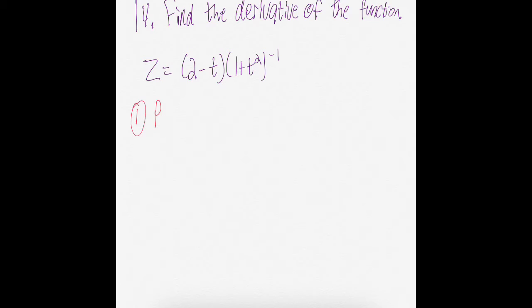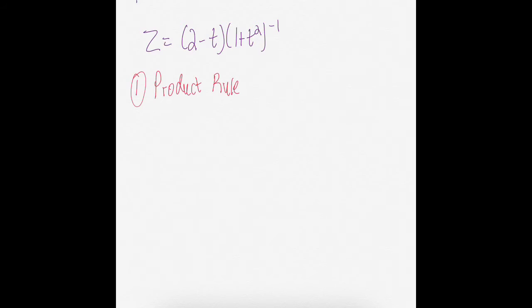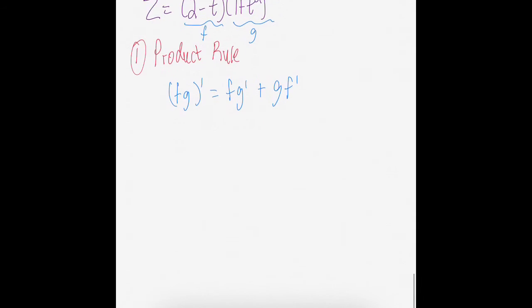The first way, we'll go ahead and use product rule. Product rule is probably the most natural choice here because I look at it and I see I've got a product of two things. Okay, so let's review product rule very quickly. So product rule says that if I want the derivative of f times g, where say this first function 2 minus t is f, and the second function is g, to do that I do f times g prime plus g times f prime.